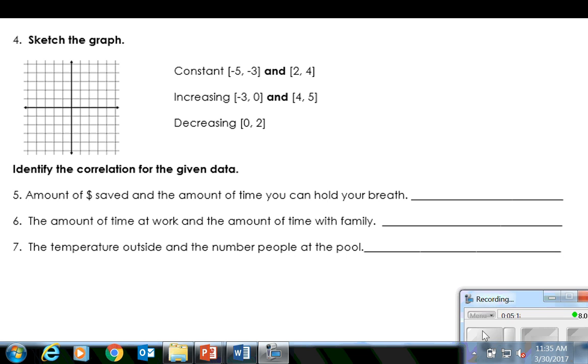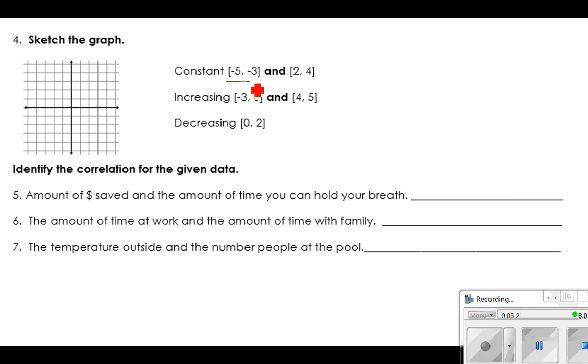For question number 4, it's asking you to sketch the graph, and I'm giving you the intervals using the domain, and I'm going to start with the one that's the furthest to the left. So that would be the -5. So I'm going to choose anywhere. Here's -5. I can choose anywhere on the line. I'm going to choose here. So your graph doesn't have to look exactly like mine, but the pattern should be exactly like mine. So -5 to -3 is a constant, which means it goes at a constant rate. So here is my first constant.